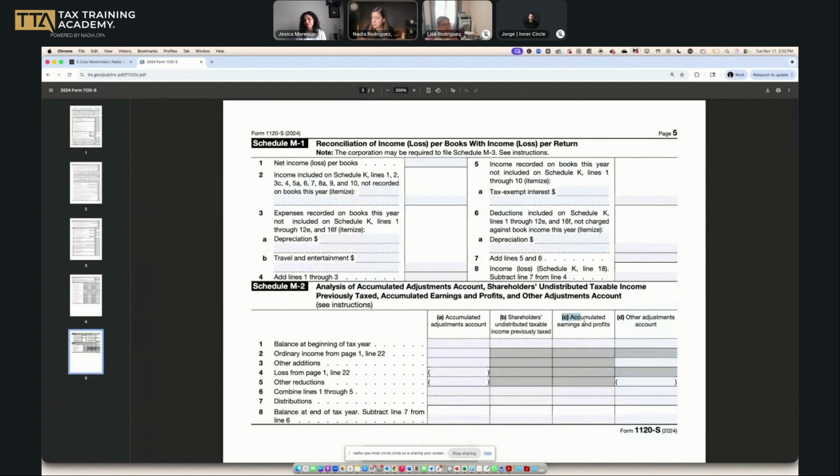The other one is column C. This is only if you were a C corp before. And again, I only saw it one time in practice when I was in public practice, and never have I seen it again. And if I have a client that's a C corp, I don't tell them let's elect to become an S corporation. I say let's dissolve the C corp and then become the S corporation.